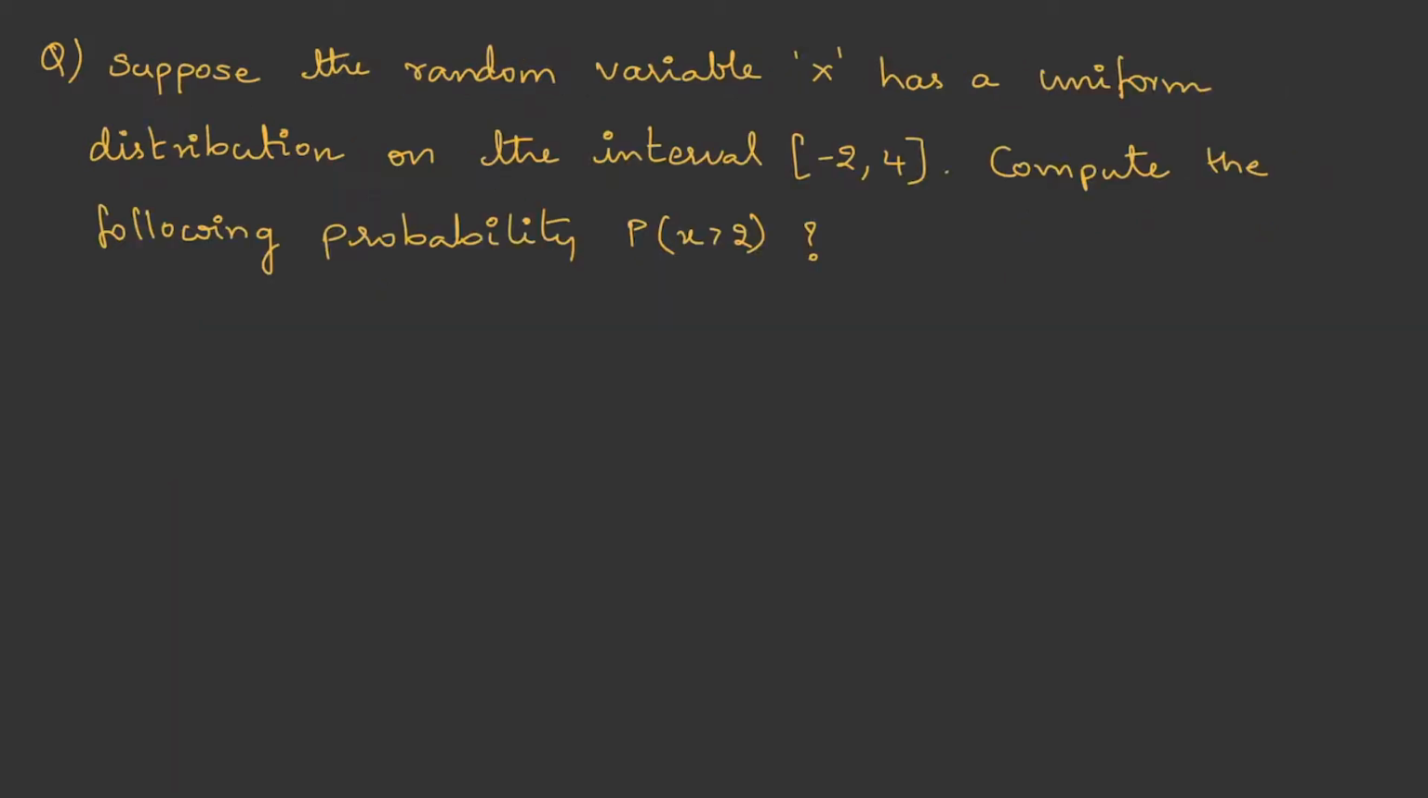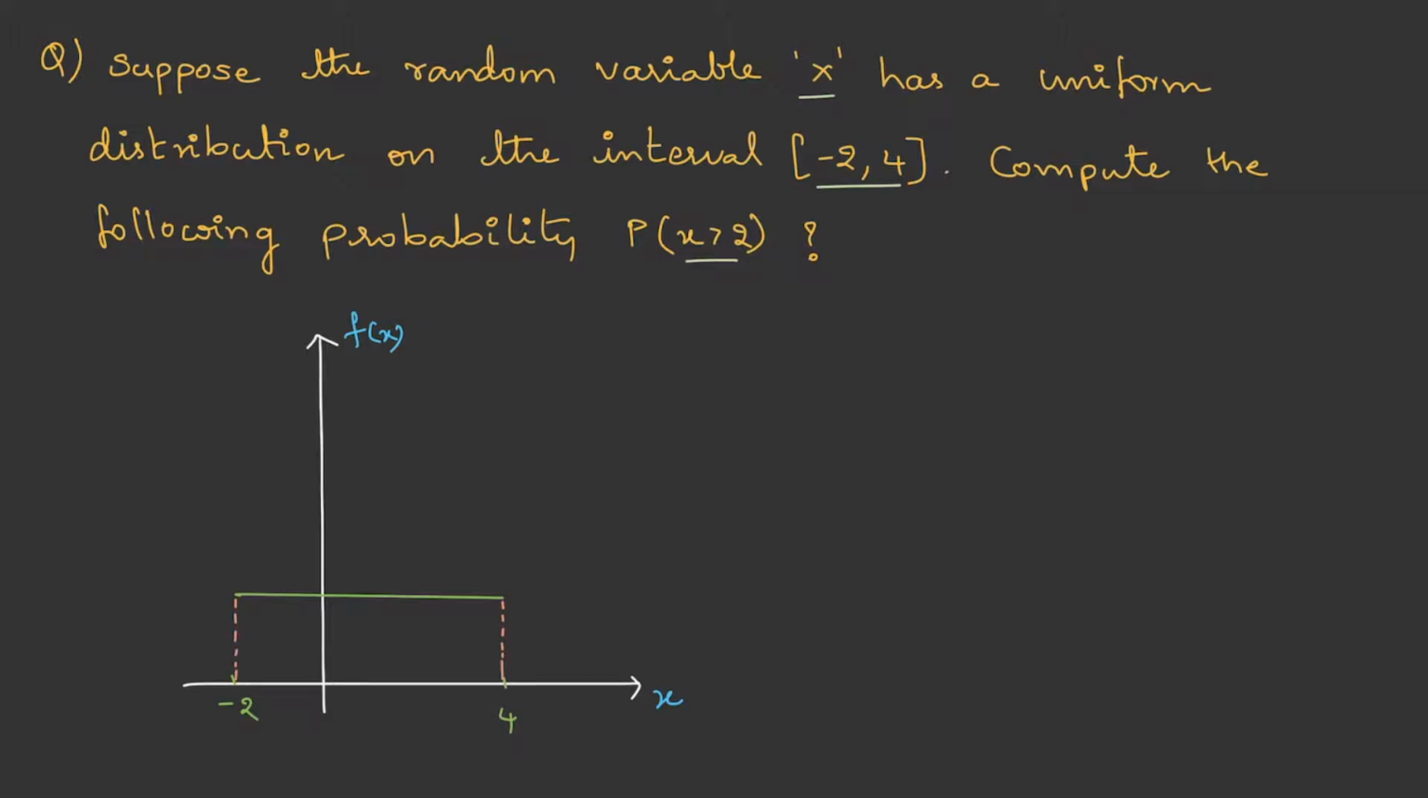Here is another question. Suppose the random variable x has a uniform distribution on the interval minus 2 to 4. Compute the following probability where x is greater than 2. Okay. Before I do this, let me draw a diagram for clear understanding. In the question, they have given the interval as minus 2 to 4. So minus 2 to 4.